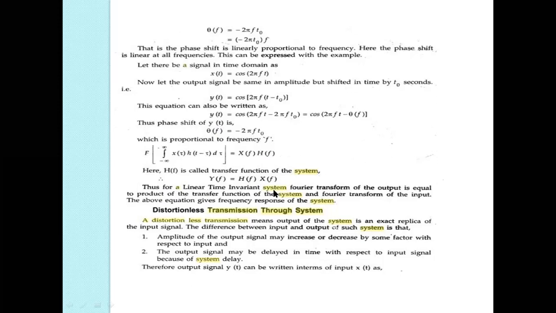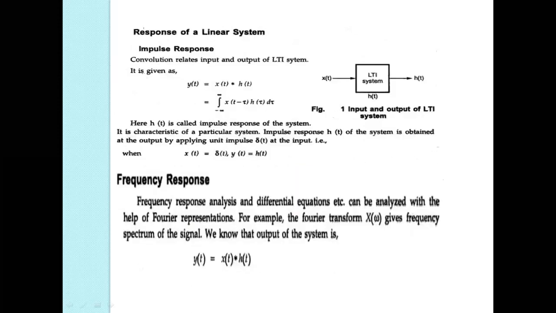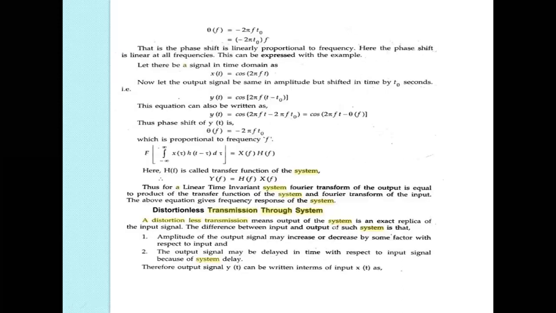Thus, for a linear time invariant system, the Fourier transformation of the output signal is equal to the product of the transfer function of the system and the Fourier transform of the input. The above equation gives the frequency response of the system. Okay, my dear students. So distortionless transmission through the system means the output of the system is an exact replica of the input.